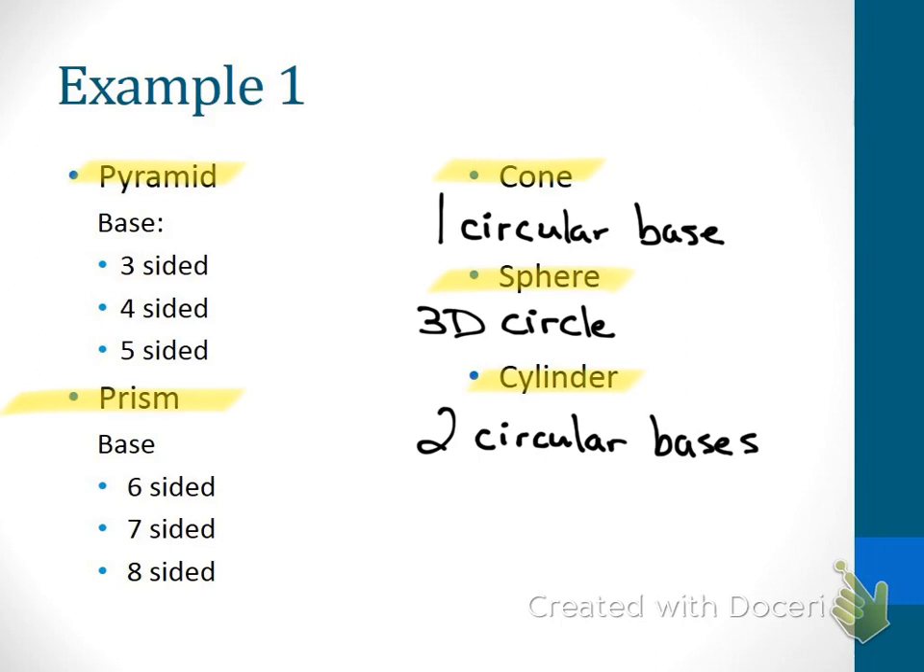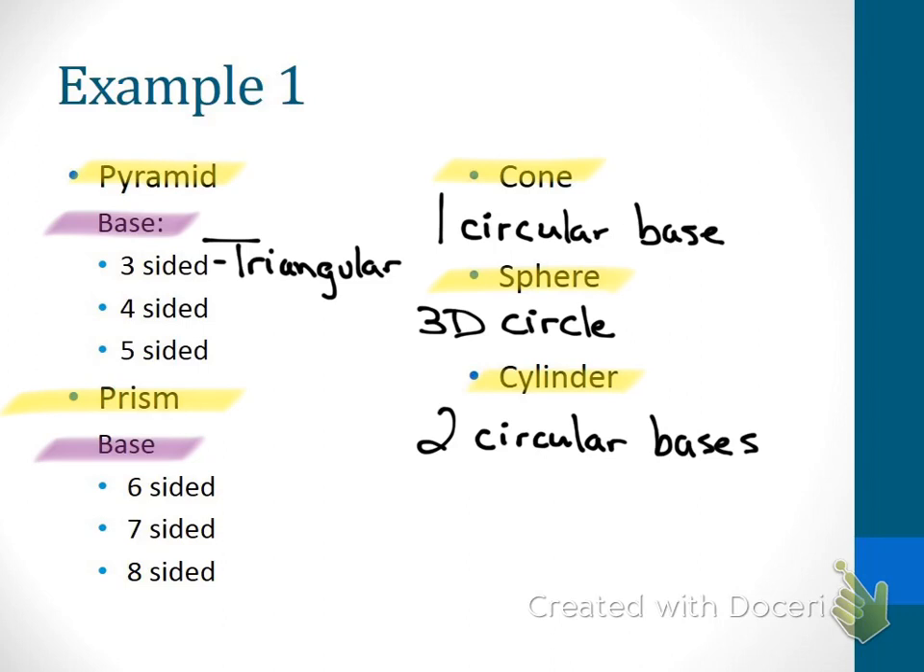Now, once we get over to pyramids, though, pyramids and prisms are classified by their bases. So they could all look very different depending on how many sides are in their base. And so on a quiz or a test, you can't just say, oh, it's a pyramid or it's a prism. You have to actually classify it by its base. So if it has a 3-sided base, let's review for a sec. What's a 3-sided polygon? A triangle. So I would call it a triangular pyramid or a triangular prism.